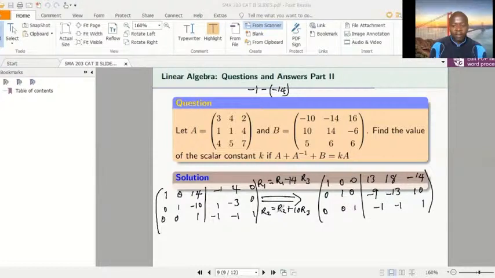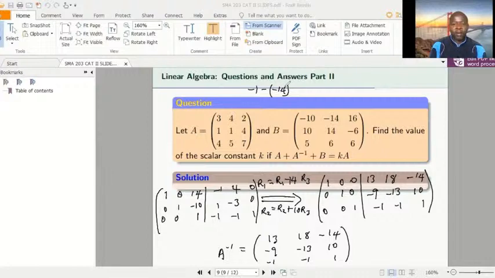And so you remember what I said when we began. I said that we want to act on those two matrices so that the matrix on the left becomes the identity matrix and the one that comes around will be the inverse. So you already have the identity matrix here. And so the inverse of A is 13, 18, negative 14, negative 9, negative 13, 10, negative 1, negative 1, 1. That's the inverse of A.